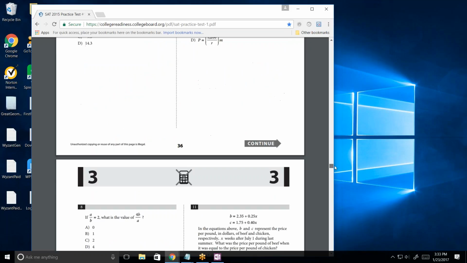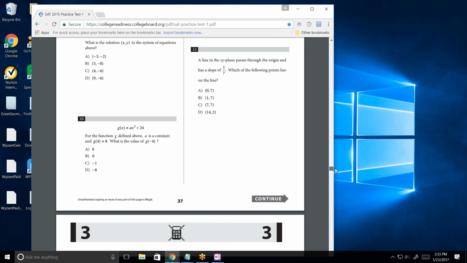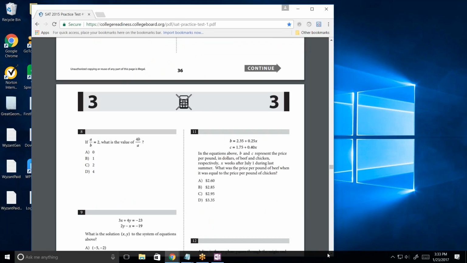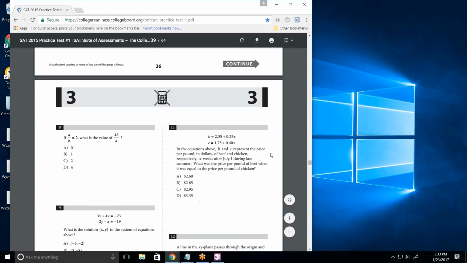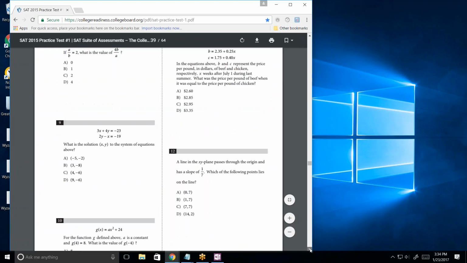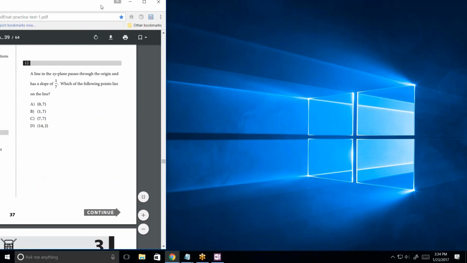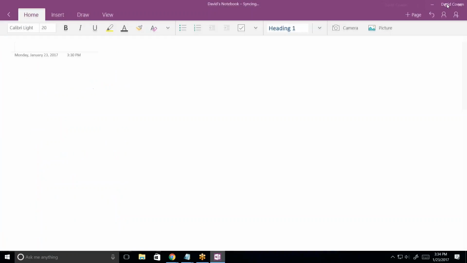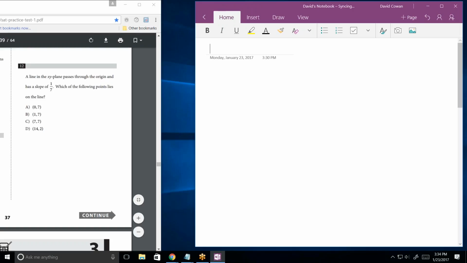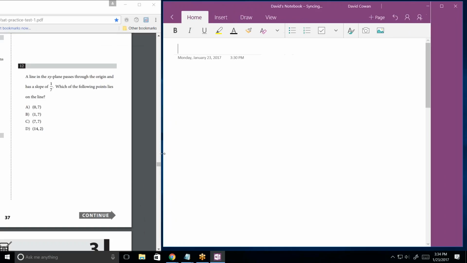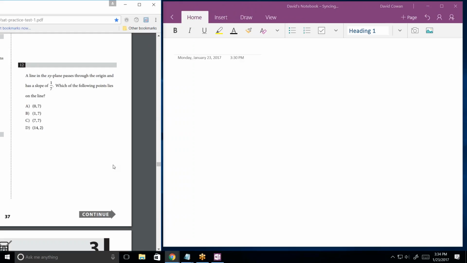Let's see, that's number 11. If you'll remember, you set one equation equal to the other, and that tells you where B is equal to C. All right, number 12. Hold on. Let me move it a little bit that way so that I can bring up my other page also. Can you read that okay? Yeah.